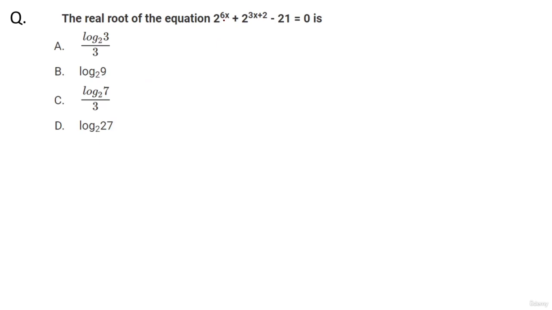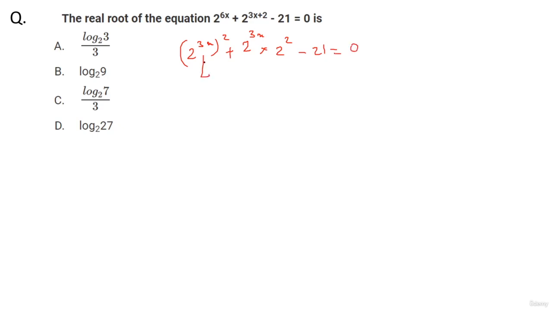So here we have 2 raised to 6x and 2 raised to 3x plus 2, right? First of all, we write the middle term 2 raised to 3x plus 2 as 2 raised to 3x into 2 raised to 2, by the properties of indices. Whenever the bases are the same, powers can be added. And you observe that 2 raised to 6x will be nothing but 2 raised to 3x the whole square, by the property of a raised to m the whole raised to n, which is a raised to mn. So here it is nothing but 2 raised to 3x the whole square plus 2 raised to 3x into 2 square minus 21 is 0.